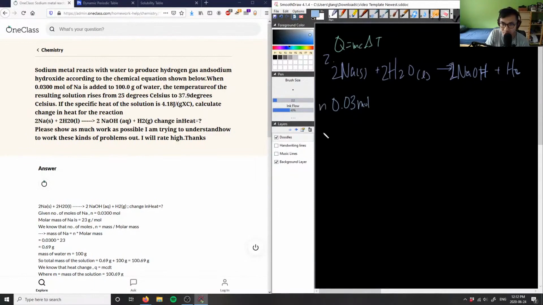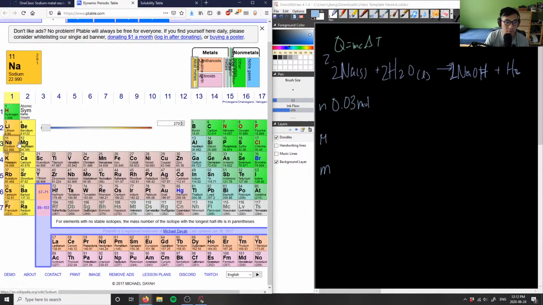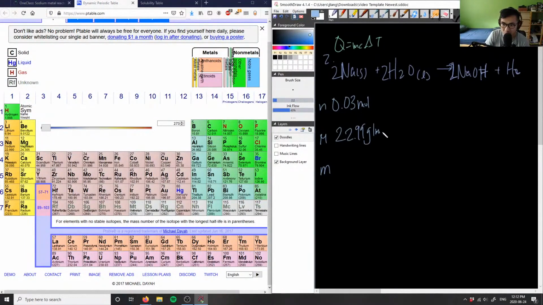So we know this is moles. We want molar mass, and we want to find out our mass specifically. So let's look at the periodic table and look at sodium here, which is 22.99 grams per mole, and our mass is simply moles times molar mass, right? So that will give us our mass, which is 0.03 times 22.99 grams per mole. This gives us a value of 0.6897 grams.